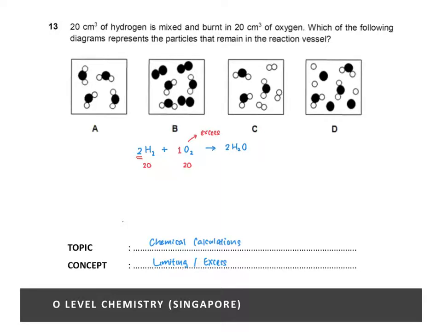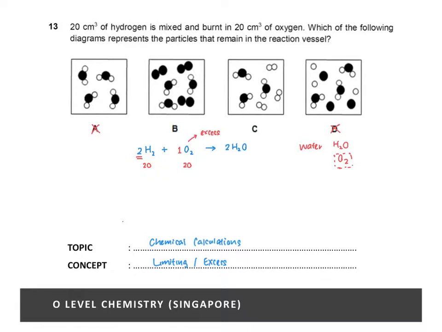So of the 4 options given, which one would represent the particles that remain after the reaction? We know that after the reaction there will be water, and since oxygen is in excess, we will have O2 also. So we are supposed to pick from the 4 options which one represents a mixture of water and oxygen. Firstly, you need to recall that oxygen is a diatomic molecule, so that makes D incorrect. And since we are looking for a mixture, A is incorrect.